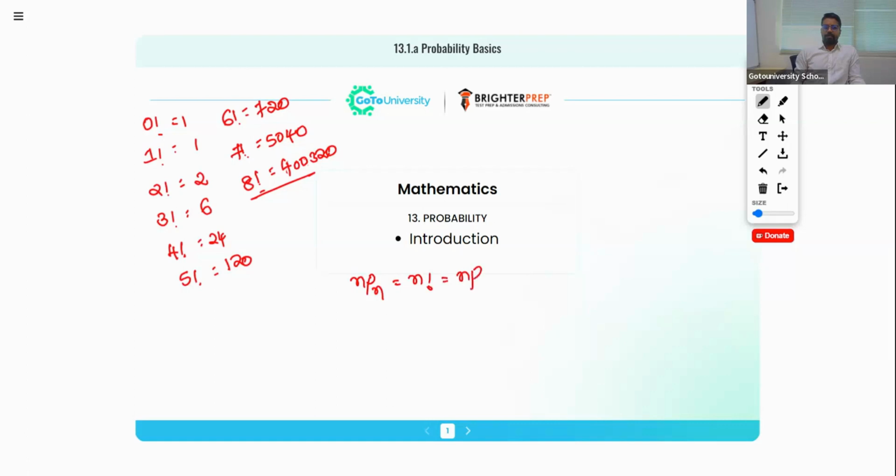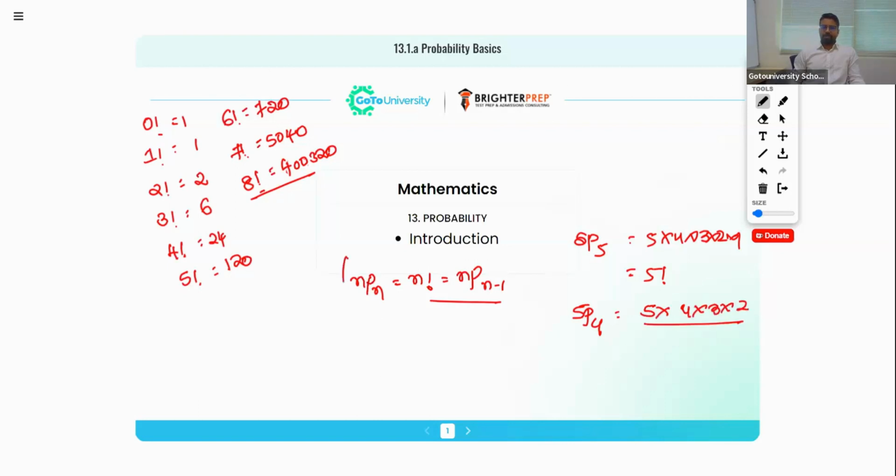That is also equal to nP(n minus 1). Same example, 5P5 is actually 5 into 4 into 3 into 2 into 1, which is 5 factorial. What about 5P4? Only the last number, which is 1, has been removed. Will it change any value? No. That is why nPn is equal to nP(n minus 1). What about nP1 now? Only one chair, n students, that is n ways. Are you understanding? Yes.